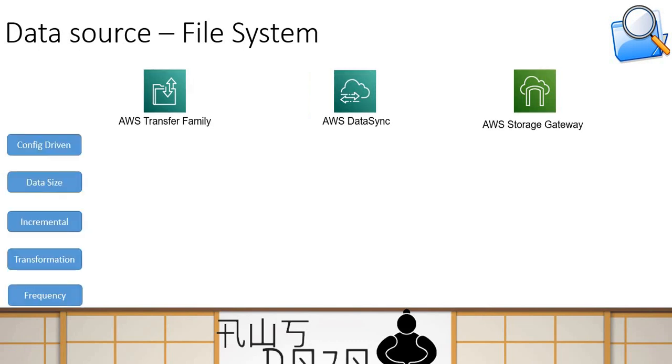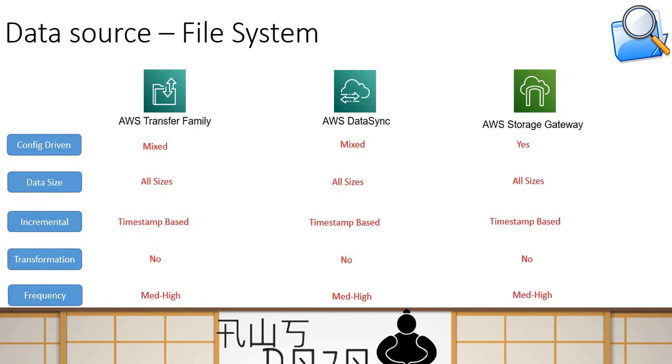Now, if I try to compare these three choices, what you'll find is that all three have a similar profile. All three are configuration driven, basically configuration and code driven both. In fact, Storage Gateway is completely configuration driven. That's a little exception there, but otherwise the rest are configuration and code driven. So in Transfer Family and DataSync, you can configure an SFTP server, or you can configure a DataSync agent.